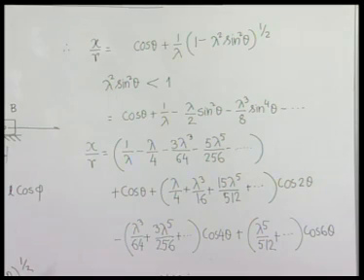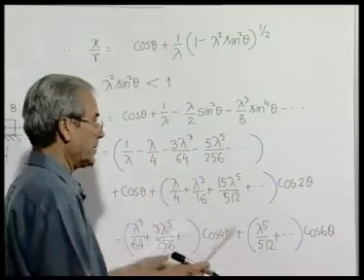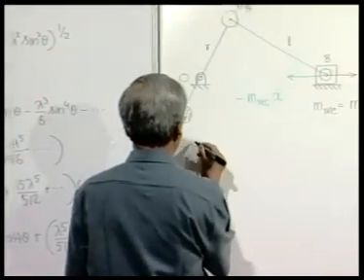Now, our objective is to get acceleration. So, what we have to do? We have to differentiate this x twice with respect to time. Doing that, what we will get?